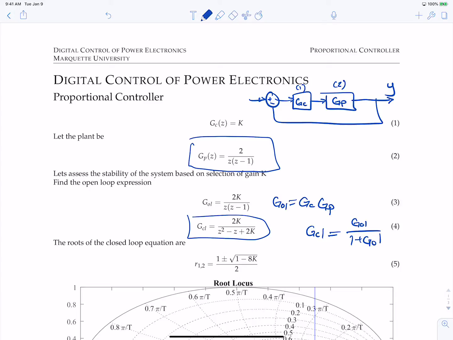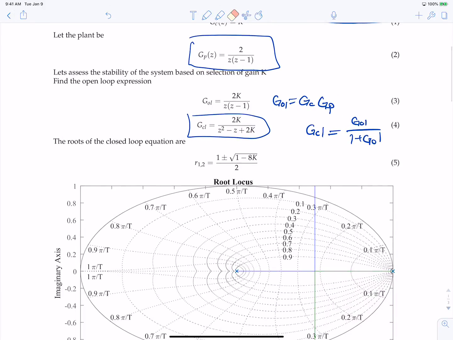Now, how are we going to assess the stability as we sweep K? That's really simple. We're essentially going to find the zeros of the denominator, which are the poles. So we'll solve this equation. Of course, it's just a quadratic, so we can solve this pretty easily. And we do that in step 5 here. Here are our poles.